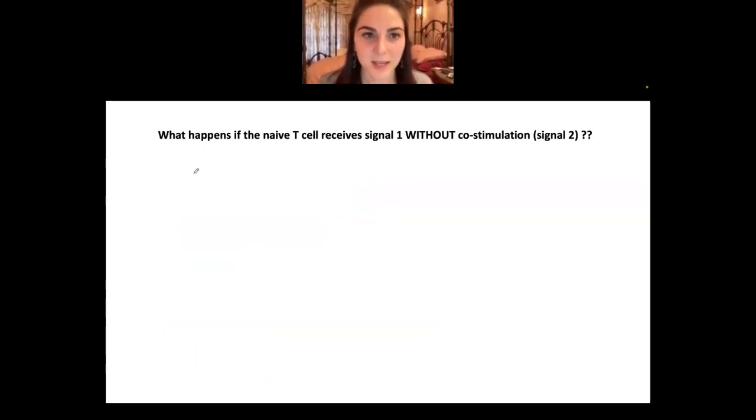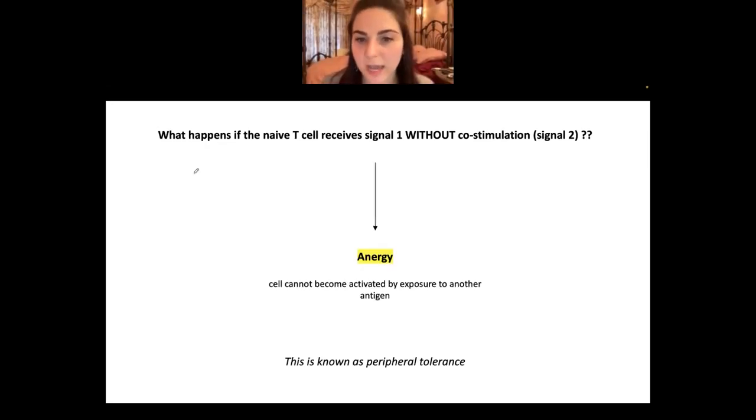Okay. So what happens if the T cell receives signal 1 without co-stimulation? Signal 1 without signal 2 is exactly like the B cell. This is peripheral tolerance. This is anergy. Clearly that's a bad T cell. That was a T cell that escaped central tolerance, and that's why we have peripheral tolerance, to catch these types of cells. So that's going to become an anergic T cell.